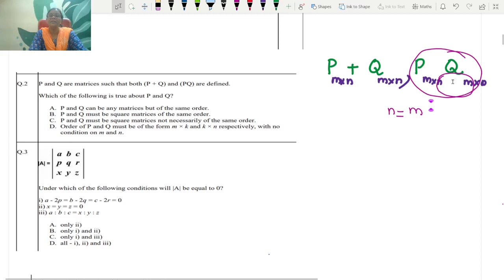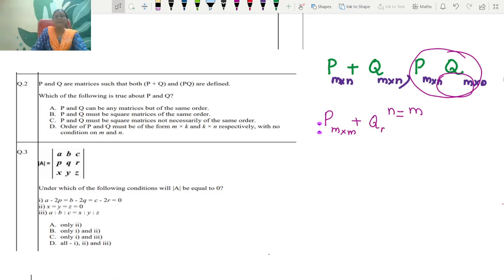So finally, what is the resultant of the two conditions? It says that the matrices should have the same order as well as be square matrices.